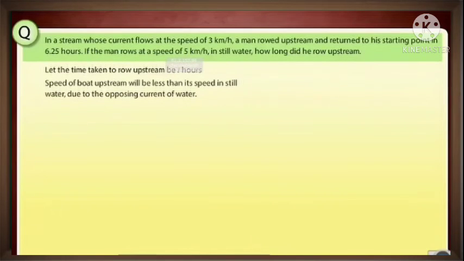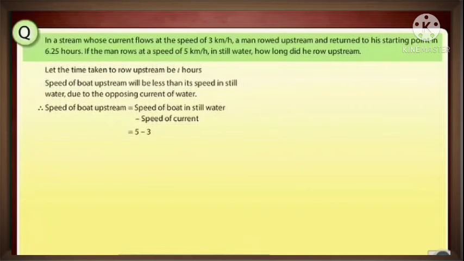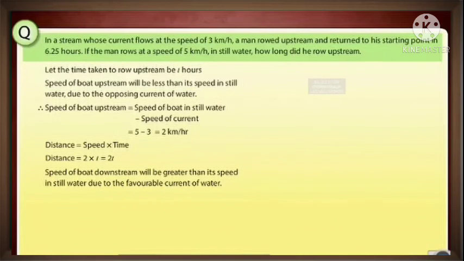Now, the speed of the boat upstream will be less than its speed in still water due to the opposing current of water. Therefore, the speed of the boat upstream is equal to the speed of the boat in still water minus the speed of the current. Therefore, the speed of the boat upstream is 2 kilometers per hour. The time taken to row upstream is t hours. We know that distance is given by speed multiplied by time. So distance is 2t.